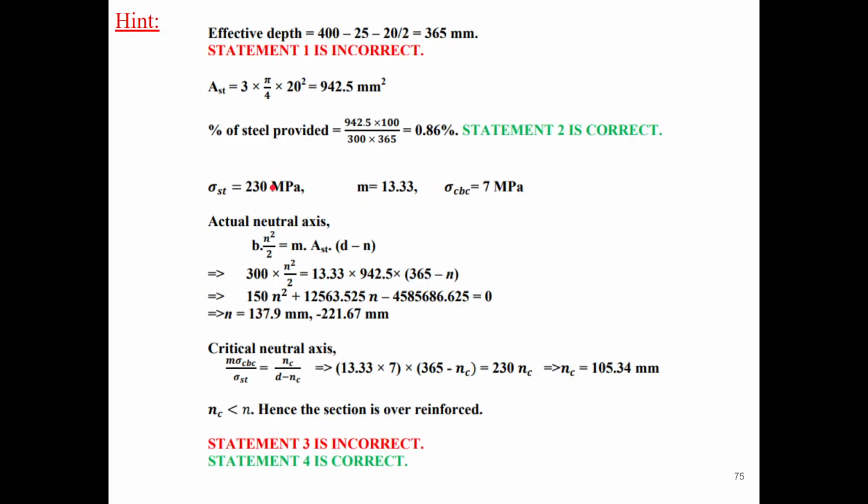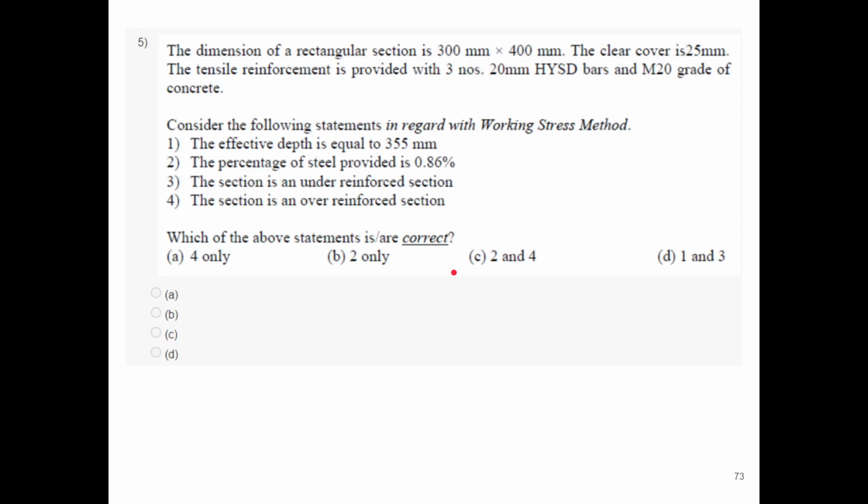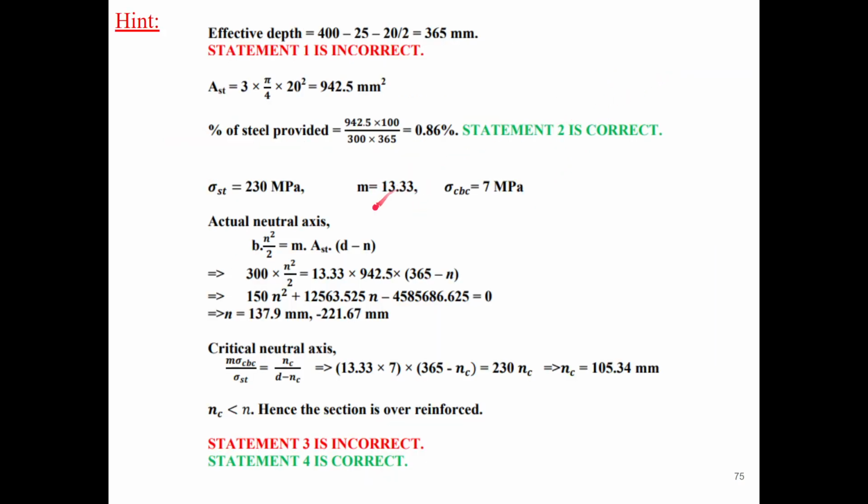For this we need to find out the neutral axis, both actual and critical. So actual, by equating moments, we get bn square by 2 equal to m into ast into d minus n. So b is 300, and m, as it is M20, will be 280 by 3 into sigma cbc value, which is 7, right? So we get 280 by 3 into 7 equal to 13.33. Sigma cbc is 7 megapascal. So m is 13.33, ast is 942.5, d is 365 minus n. Solving the quadratic equation, we get 137.9 mm and minus 221.67 mm.